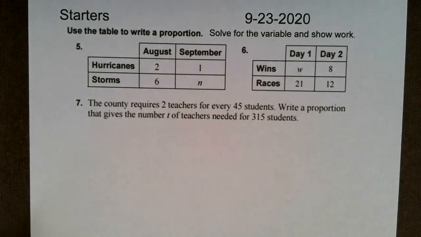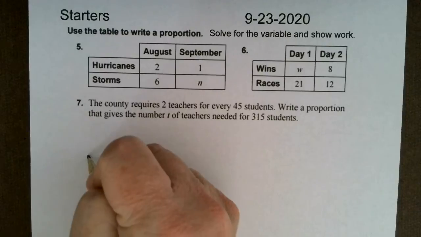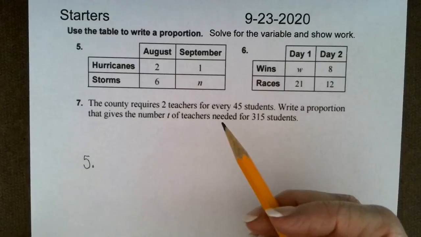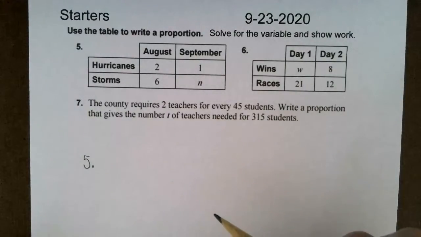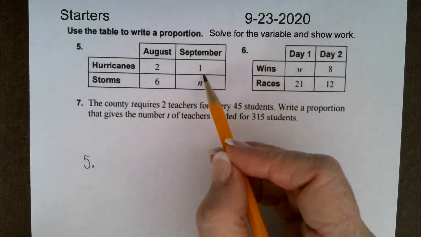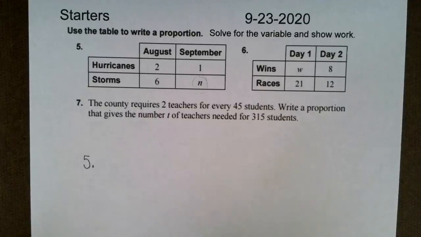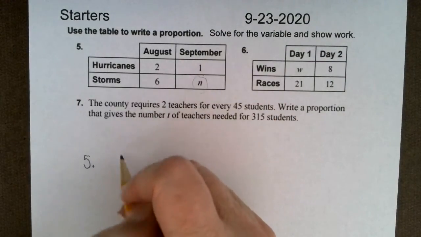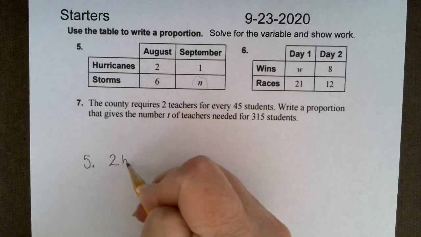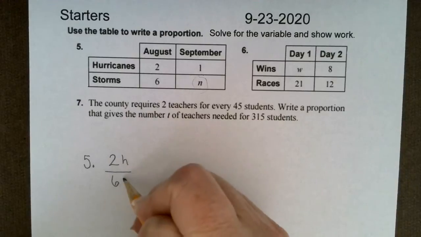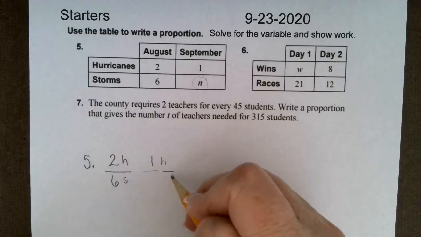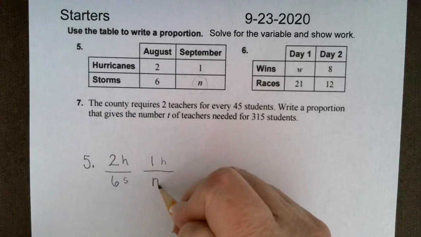Alrighty, here are Wednesday starters, and I'm going to do my work down here for 5 because if I do it up here, it's a little squished. So we learned yesterday in Zoom that you can set up a proportion to figure out what the missing number is. So we can set up where we have, in August, we have 2 hurricanes and 6 storms. And then in September, we have 1 hurricane, and we don't know how many storms, so that's our N.